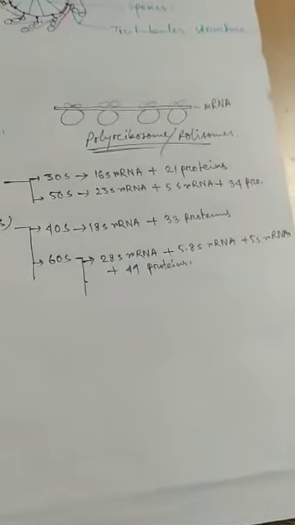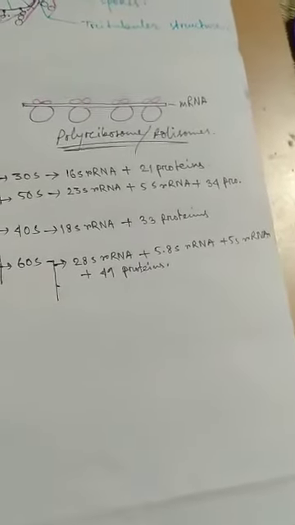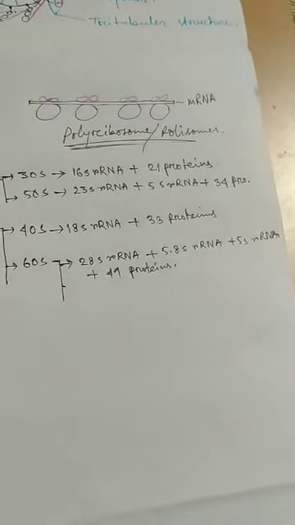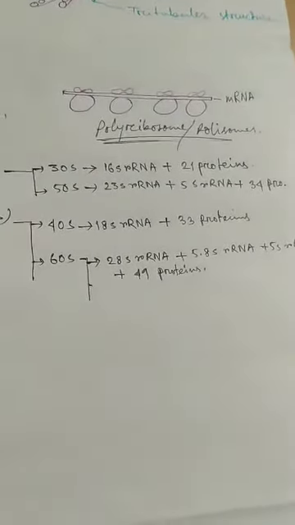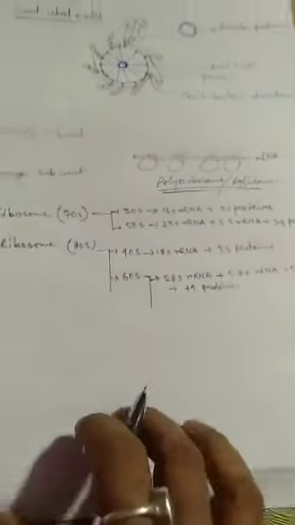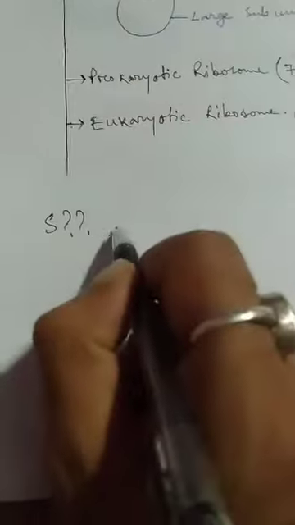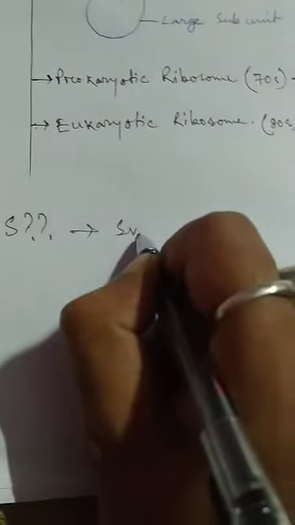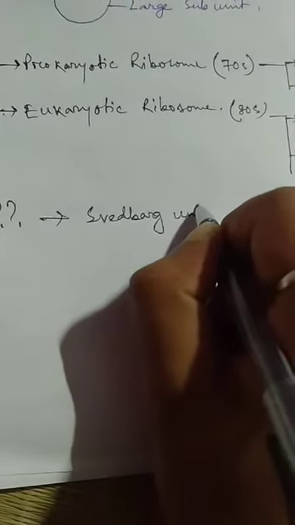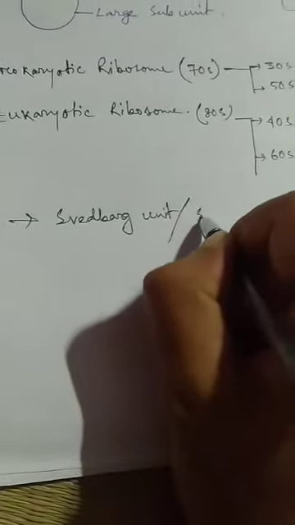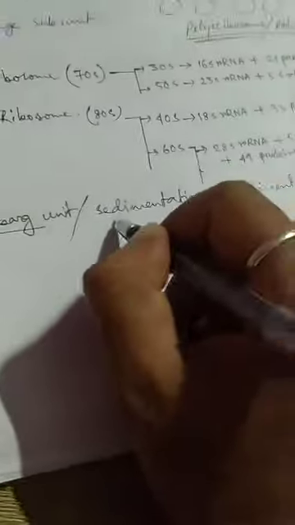What is rRNA? rRNA is ribosomal ribonucleic acid, ribosomal RNA. Ribosomal RNA is the main constituent of the ribosomes. Okay. Then what is S? S is the Svedberg unit or sedimentation coefficient. It is the Svedberg unit. S means Svedberg unit or sedimentation coefficient.